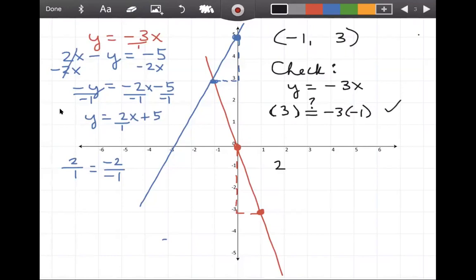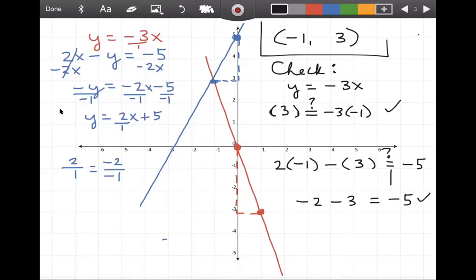And then 2x minus y equals -5. I put in -1 for x and 3 for y this time. And sure enough, -2 minus 3 does equal -5. All right, so that is the solution.